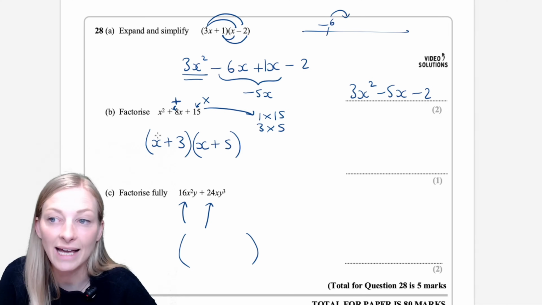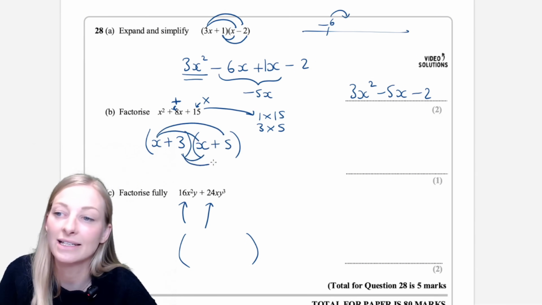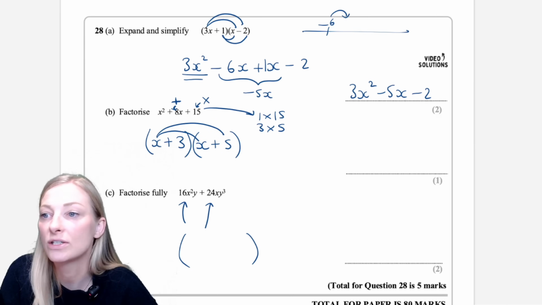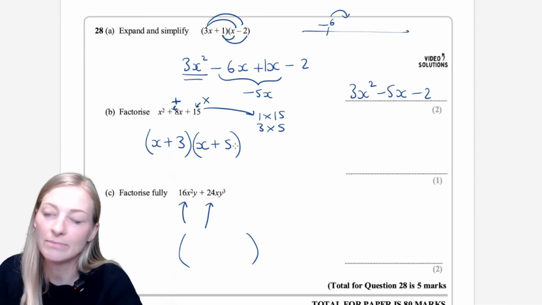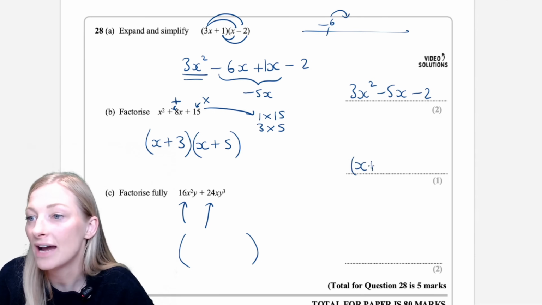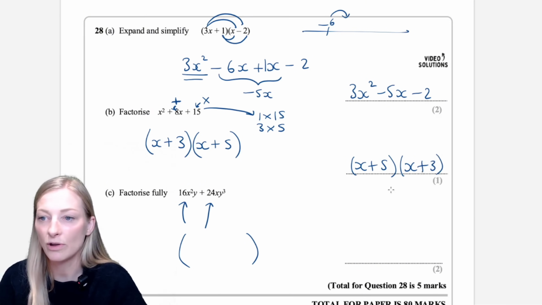If you multiplied that out, you would get x squared, add 5x, add 3x, add 15. So that works. We needed two numbers that added to make the middle number in front of the x and multiplied to make the constant term. You can have it the other way around, so you could put that as your answer as well. Wouldn't make any difference as long as they were both positive.